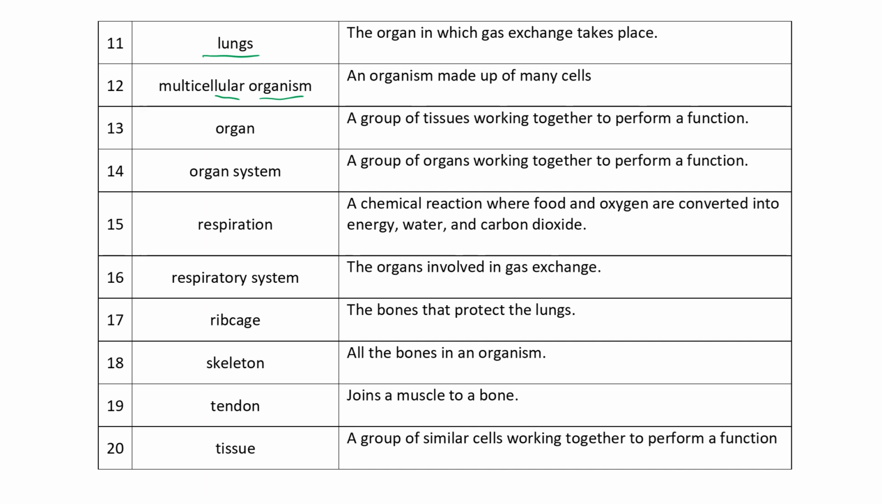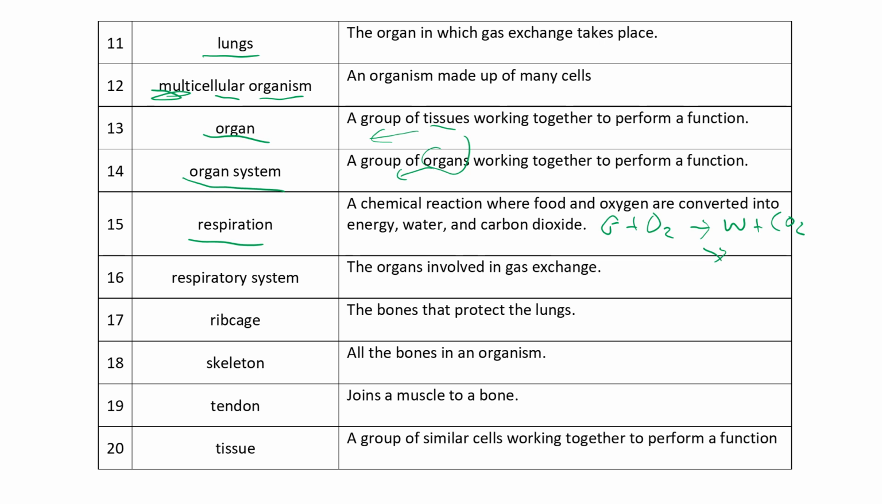So cells, organism, multi means many. A group of tissues working together to perform a function. So you could have 3 or 4 different tissues working together to form an organ. So tissues make an organ. A group of organs working together makes the one bigger than that, an organ system. A chemical reaction where food and oxygen are converted into energy, water and carbon dioxide. So glucose plus oxygen are converted into water plus CO2. Energy is released, respiration. Now that's obviously not the equation that you'd ever write, but it illustrates it.